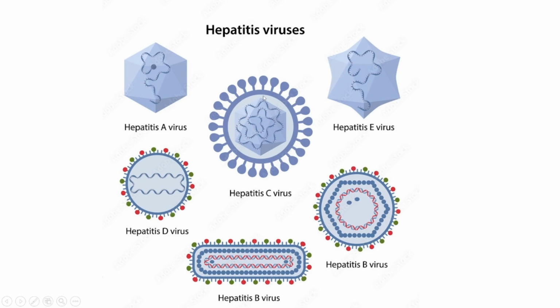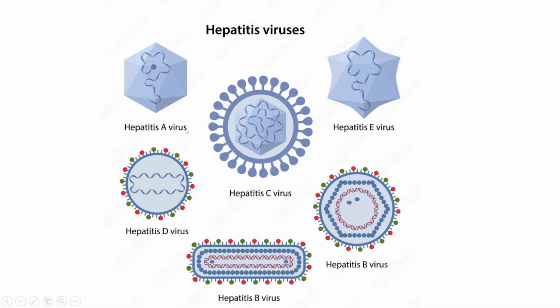As you can see, the hepatitis C virus has a glycoprotein, genetic material, and a lipid envelope. In the hepatitis D virus, there are also glycoproteins, a lipid envelope, and genetic material. In the hepatitis B virus, there is also a nucleocapsid, which differs in its shape, and the common features are the glycoproteins and the lipid envelope.